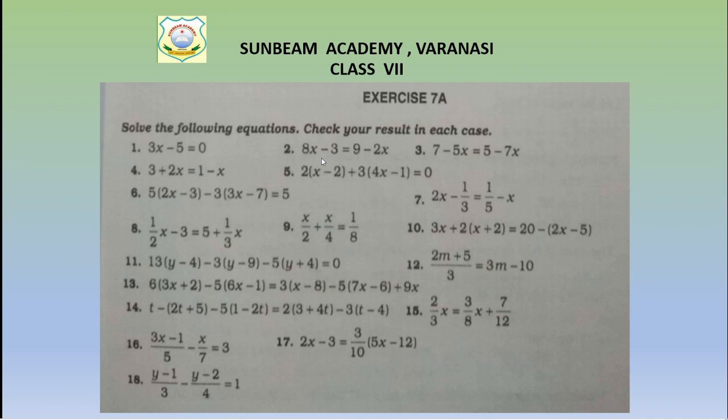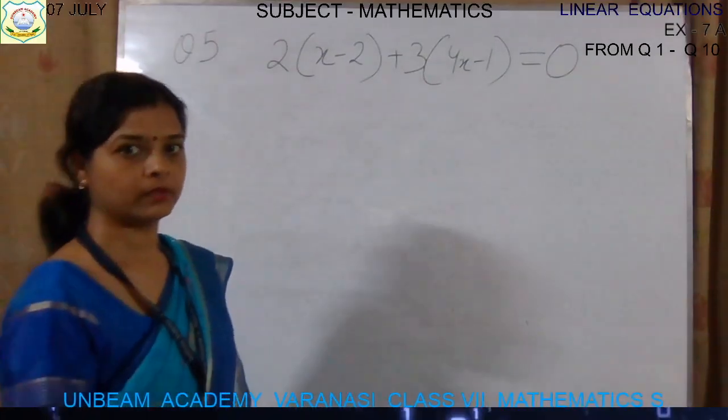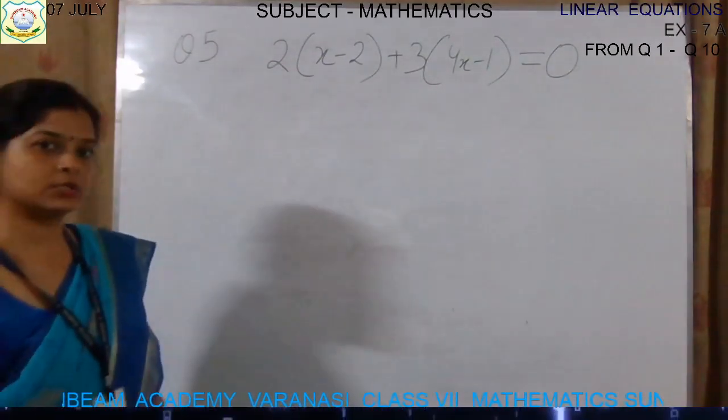Okay, still it is not an equation. Write down equal to, then it will be converted into equation. Equal to 0. This is the question. 2 into x minus 2, I am checking it, children. Plus 3 into 4x minus 1 is equal to 0. Now see, I have written on the board. Okay. Now let's solve it.